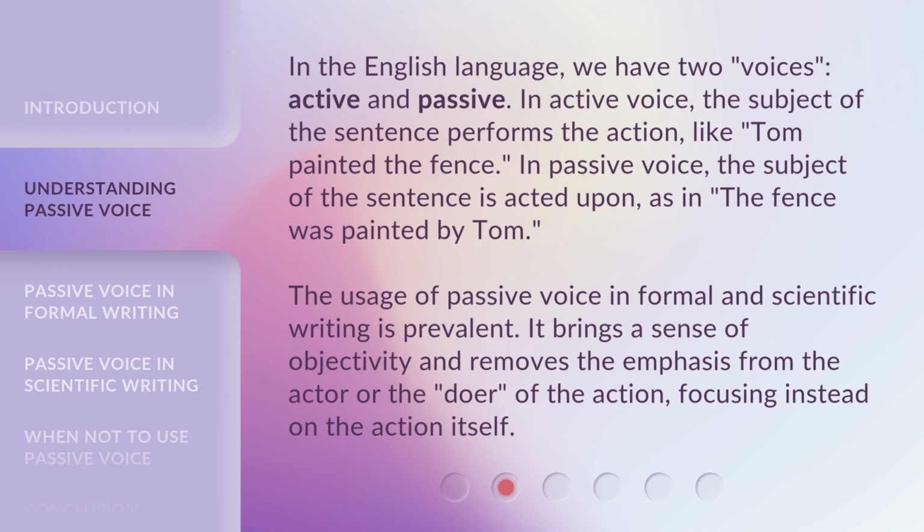In the English language, we have two voices, active and passive. In active voice, the subject of the sentence performs the action, like, Tom painted the fence. In passive voice, the subject of the sentence is acted upon, as in, the fence was painted by Tom.